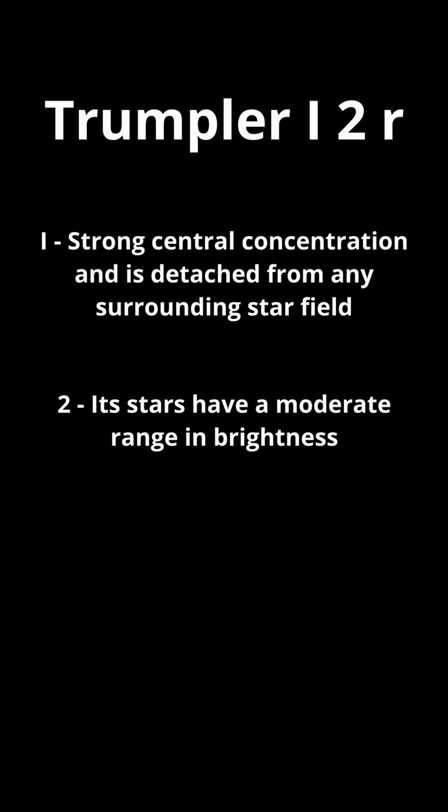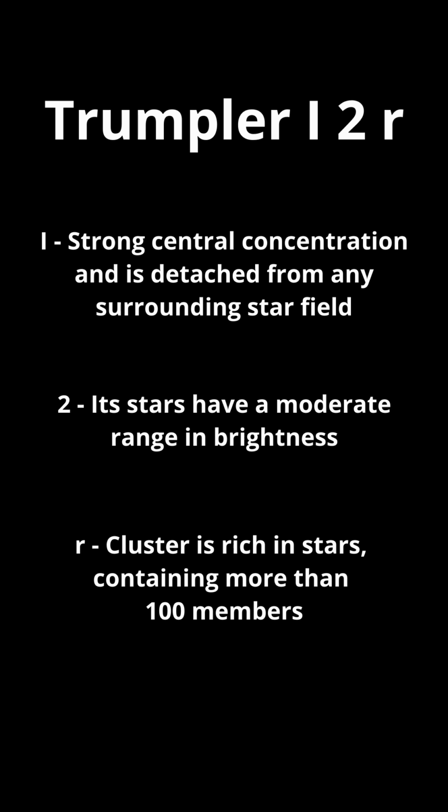M23 is classified as a Trumpler I2R cluster, which means it has a strong central concentration and is detached from any surrounding star fields. Its stars have a moderate range in brightness, and the cluster is rich in stars, containing more than 100 members.